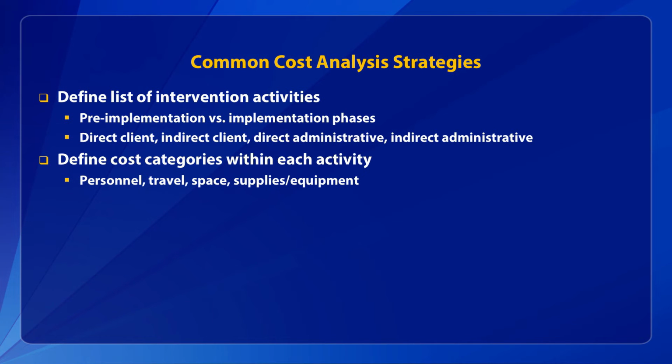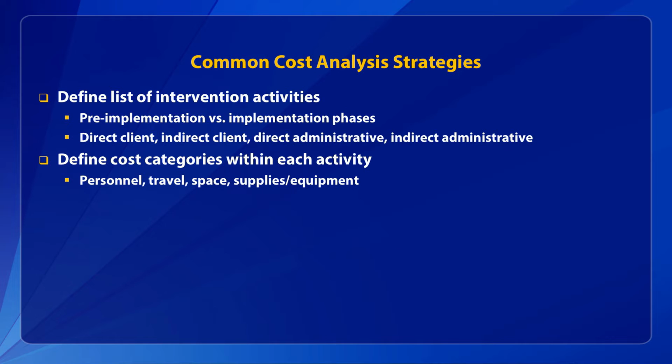The most common way of categorizing costs is to define the list of intervention categories by activity level. This requires taking particular care to differentiate between those activities that occur in the pre-implementation phase and those that occur during the actual delivery of the intervention. This is because the activities are often different in the two phases. For example, in the pre-implementation phase, a lot of resources may be used to recruit participants. Once they've been recruited and the intervention is underway, this type of activity may no longer be relevant.